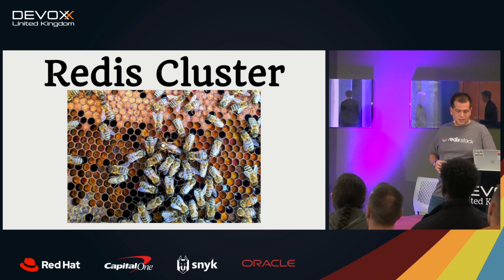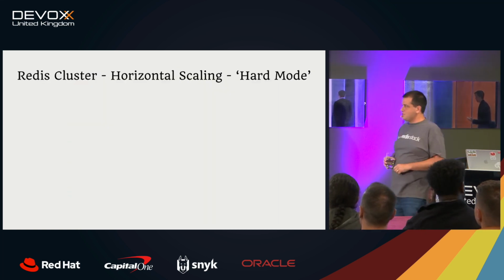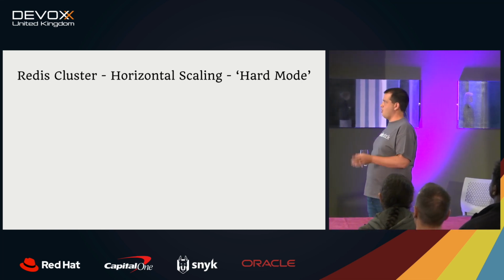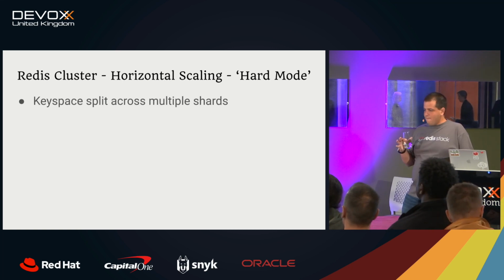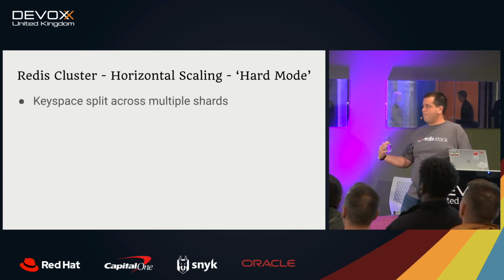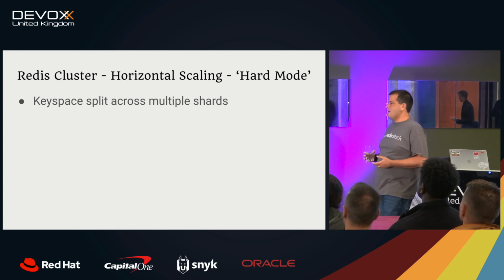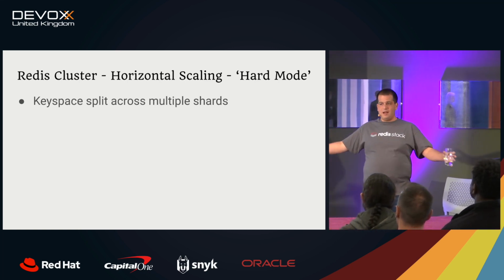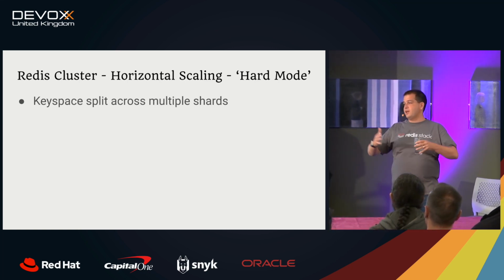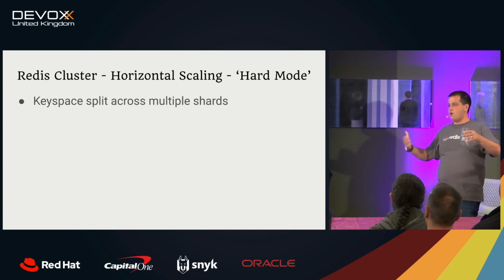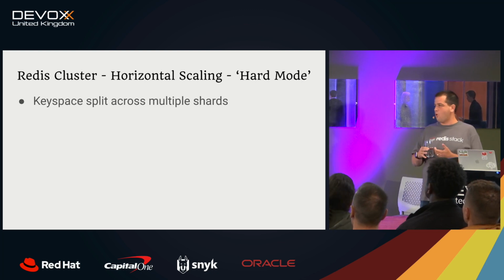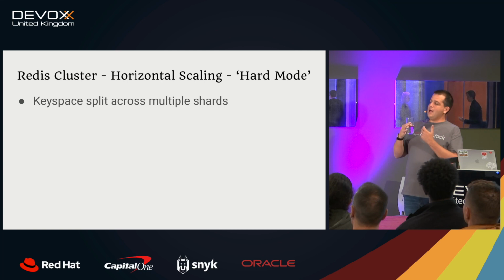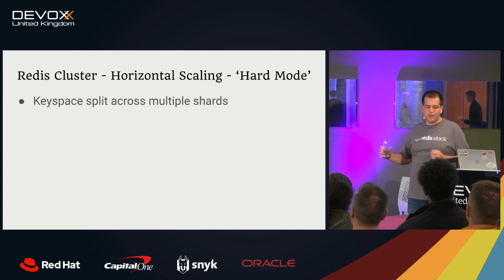Then we get into Redis cluster. And Redis cluster is basically what I like to call horizontal scaling in hard mode. Okay, so Redis cluster is sort of like a Redis Sentinel in that it has replicas, but the key space, now Redis is a key value store, the key space is split across multiple shards. So it's on different shards, potentially on different machines across a wide array of the cluster, allowing you to have more scaling when it comes to your writes.